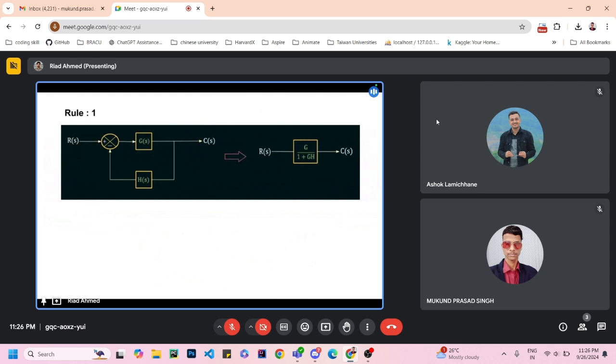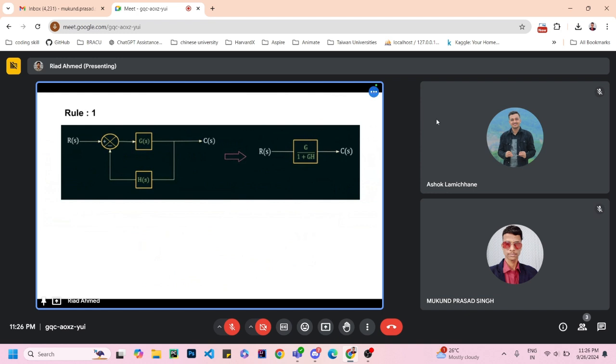So pay attention to all of the rules that I will be discussing. The first rule is a very important rule, and you will frequently encounter it. You need to use this rule frequently in your block diagram.